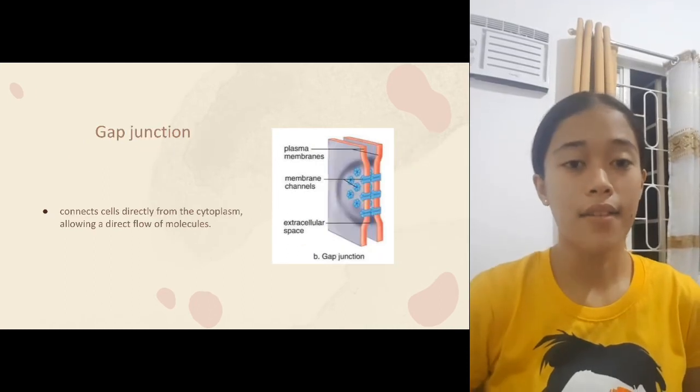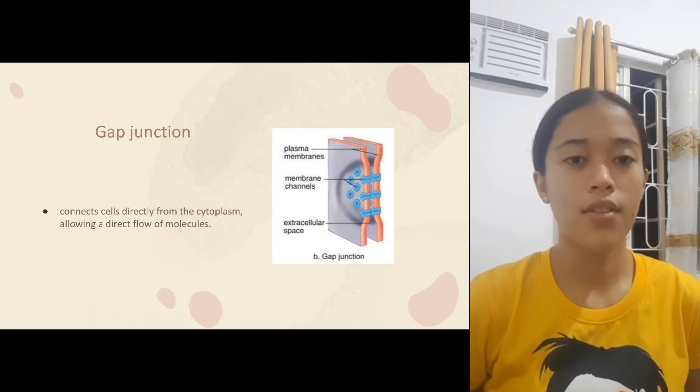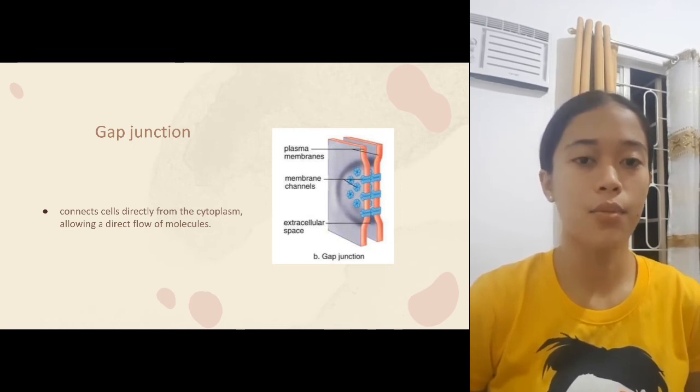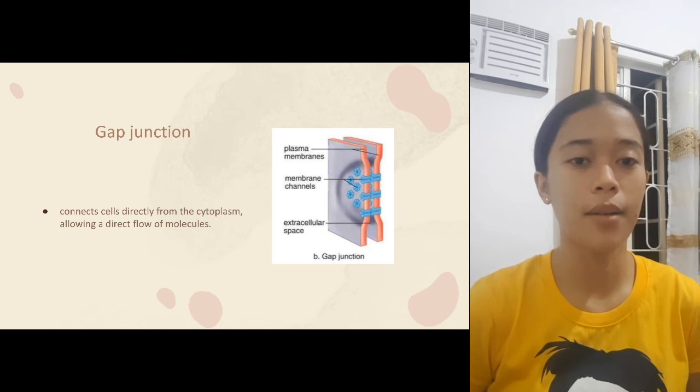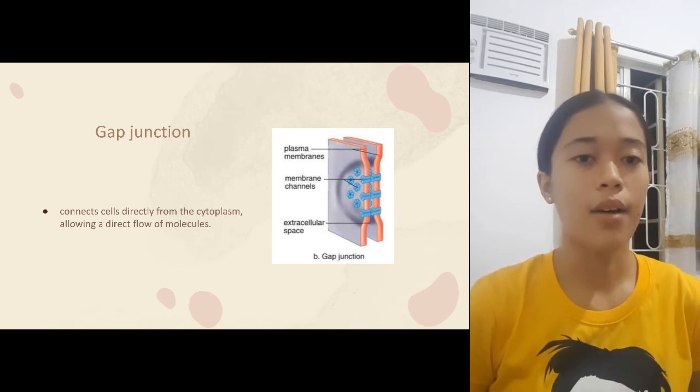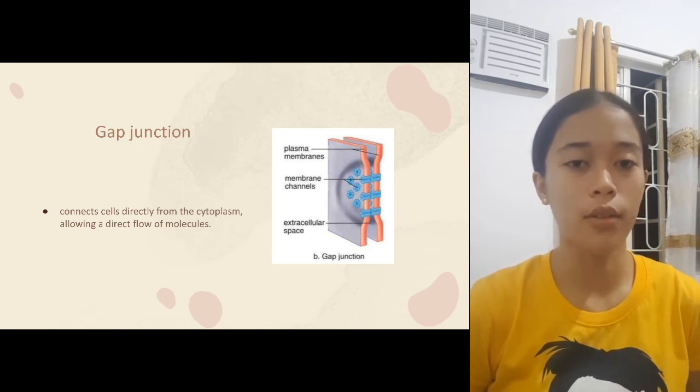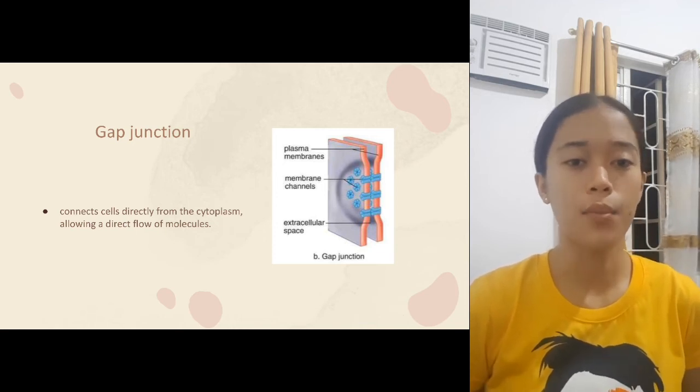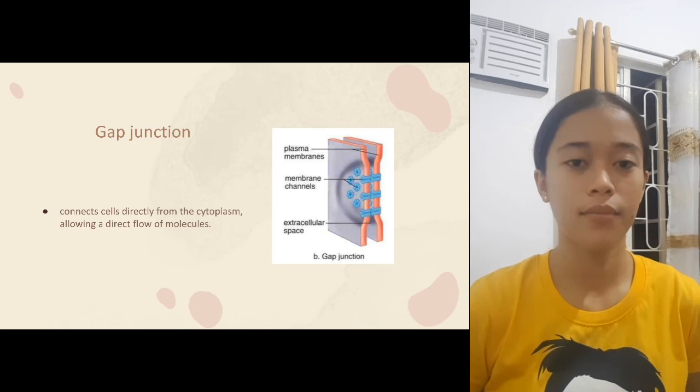And lastly, the gap junctions. It is a junction that connects cells with a protein channel directly from the cytoplasm, allowing a direct flow of molecules. This type of junction is important in heart and smooth muscles.